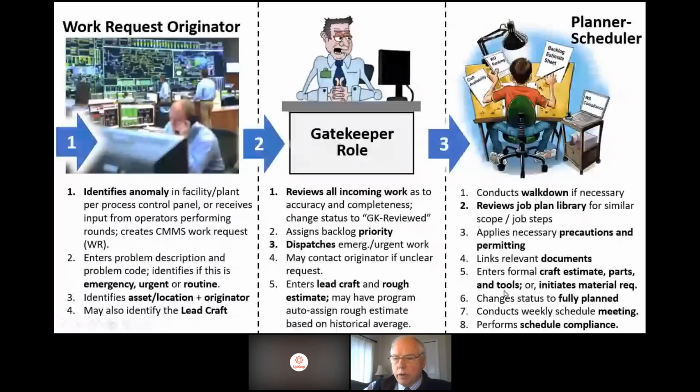Identify any spare parts that are needed and specialized tools, and safety precautions. I don't have that here, but it needs to be. Maybe some materials need to be ordered that are not in stock. Okay, he'll get that going. And then when he's all done, he's going to change this to fully planned. So those work orders at that point are coded as fully planned and will override the gatekeeper reviewed. This person will also possibly run the weekly schedule meeting. And then he'll be in charge of schedule compliance.